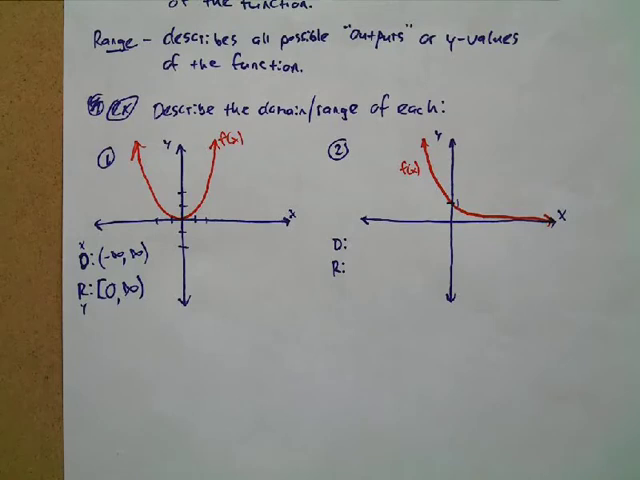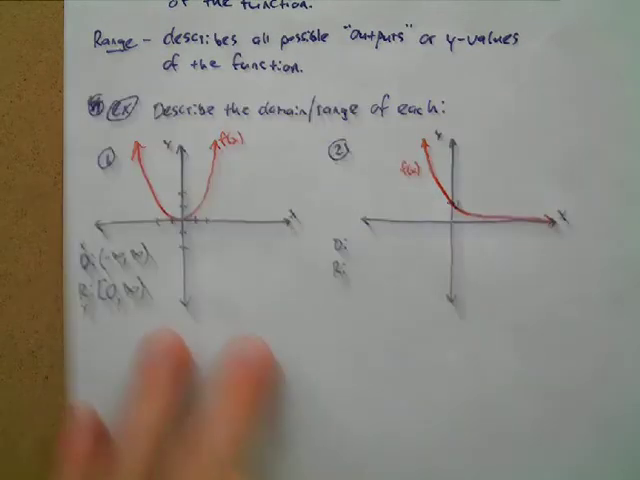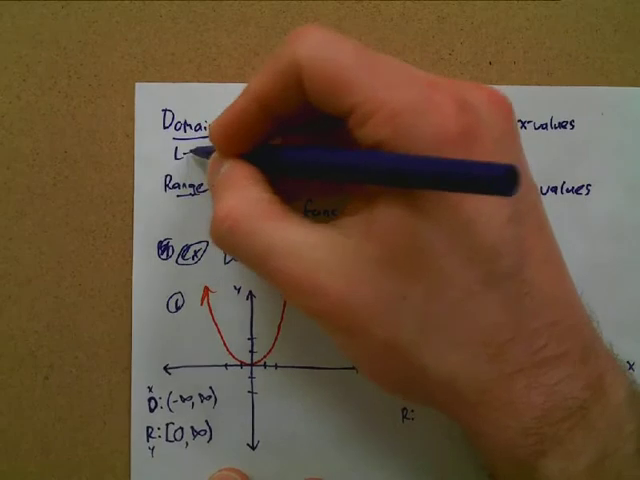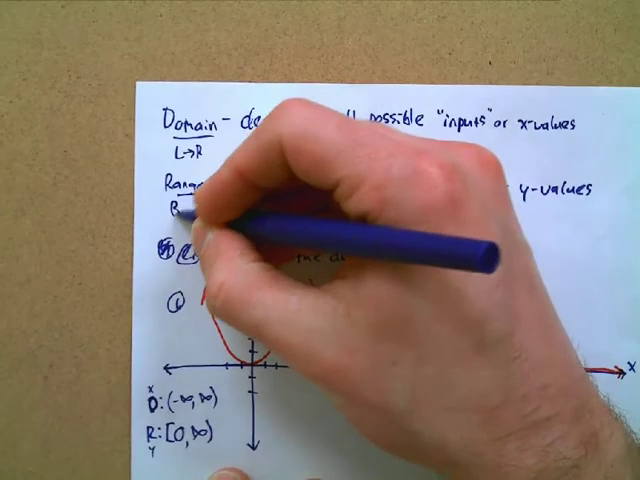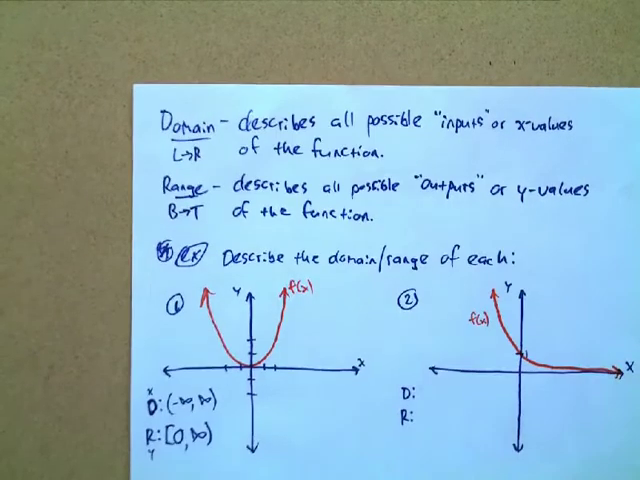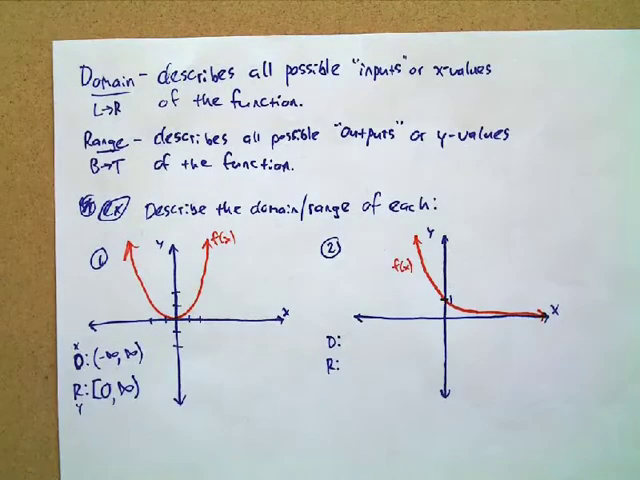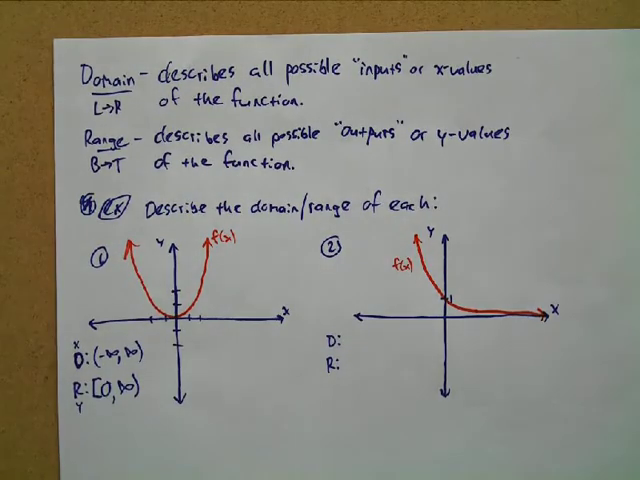Okay, so think about that. Domain goes left to right, range is bottom to top. If you want to write that in your notes up here, you can think about that, if that's going to help you remember, because that can be a helpful way to remind yourself. Domain is always left to right, range is always bottom to top. If you want to write that down for yourself, not a bad idea.